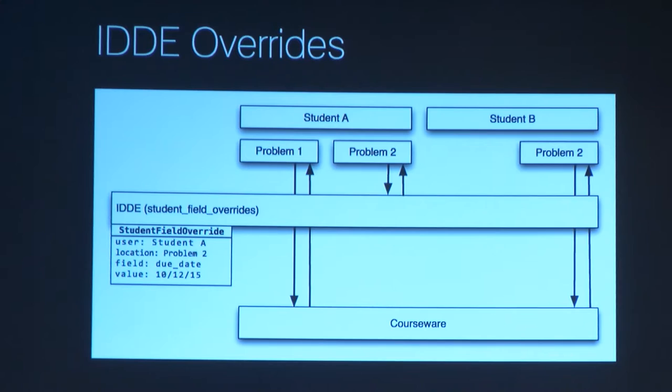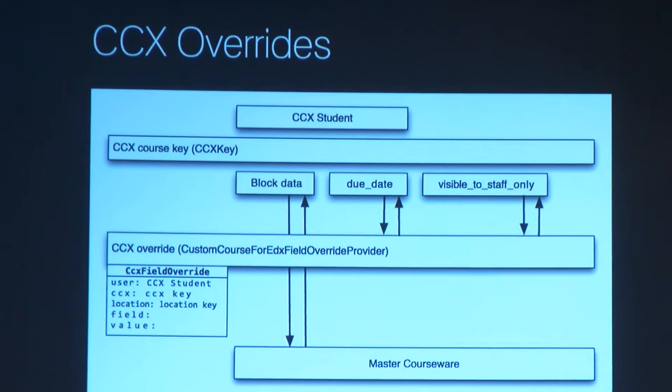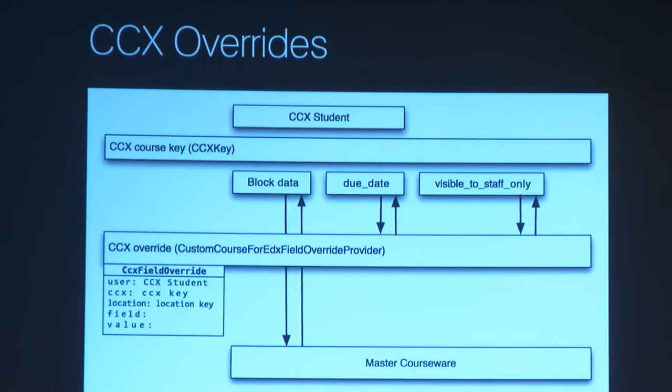The CCX example is a little more complicated. There are more fields that we override. We're also taking advantage of a unique course key for CCXs so that enrollments and analytics don't get mixed in with our original MOOC course. But it's the same basic concept. That CCX student, instead of seeing the original courseware with its original due dates and visibility, sees a modified version where the content all goes all the way through, but due dates and visibility are modified by the rules set up by the coach.